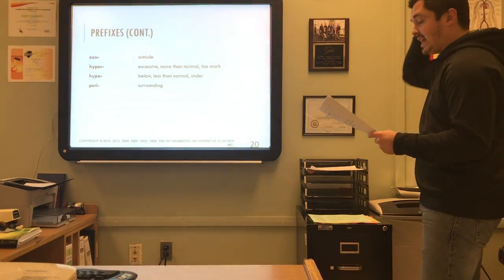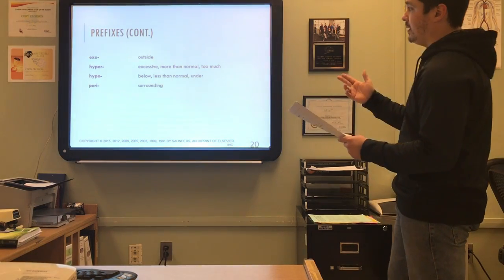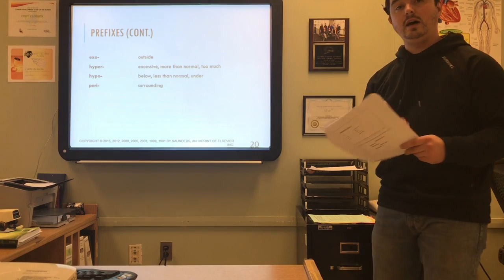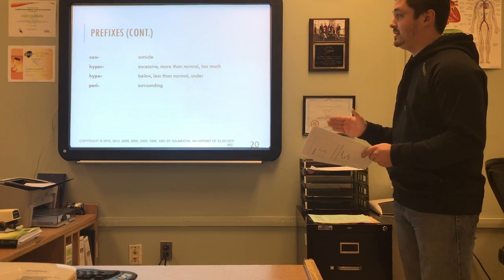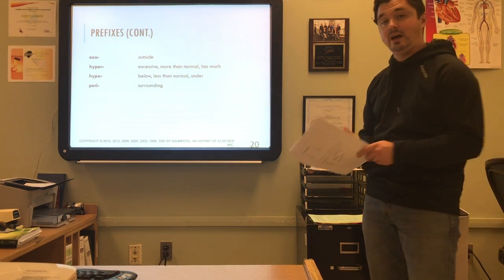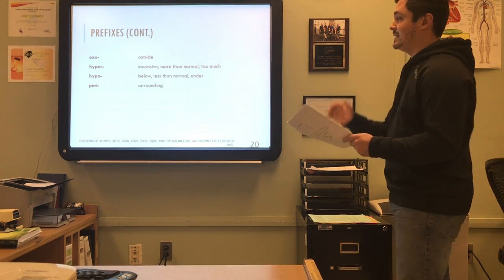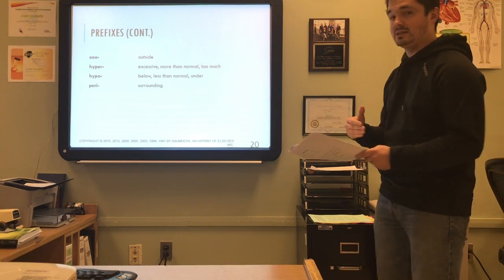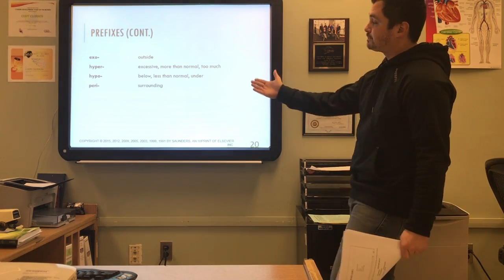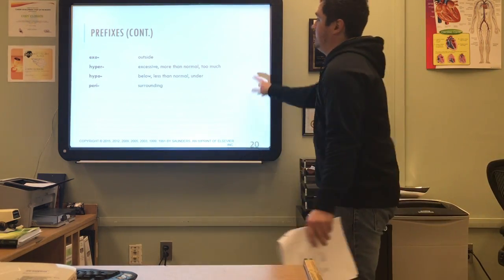The prefix exo means outside. It could be the exocrine glands. Hyper is excessive, more than normal, too much. So think of hyperglycemia, which directly translates to a blood condition of excessive sugar. And then hypo is the exact opposite of hyper, so be aware of that. Hypo means below, less than normal, or under. So hypoglycemia, which can mean a blood condition of low blood sugar. Peri means surrounding, so pericardium means surrounding the heart.